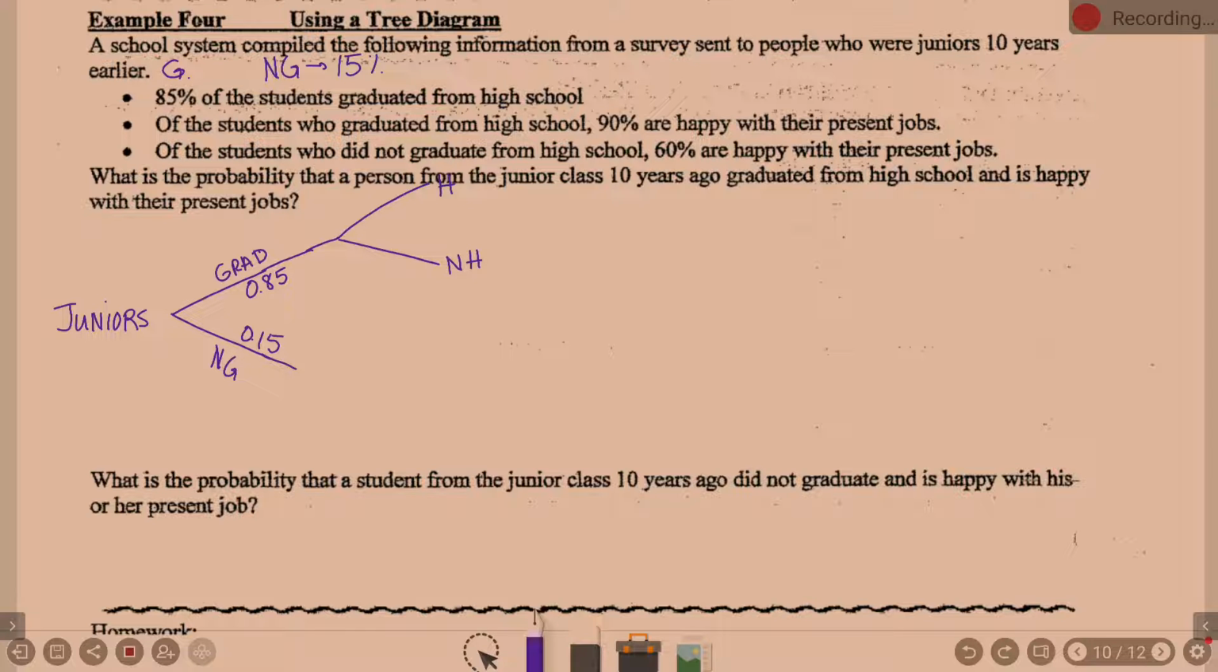What's the percentage for happy? 90%, right? 90% are happy, which as a decimal is going to be 0.90 or 0.9. If 90% are happy, what's the percent of non-happy? 10%. So non-happy, I'm going to use 0.10 or 0.1.